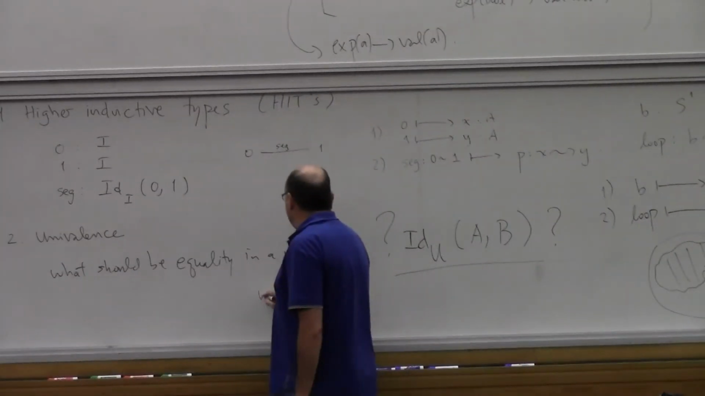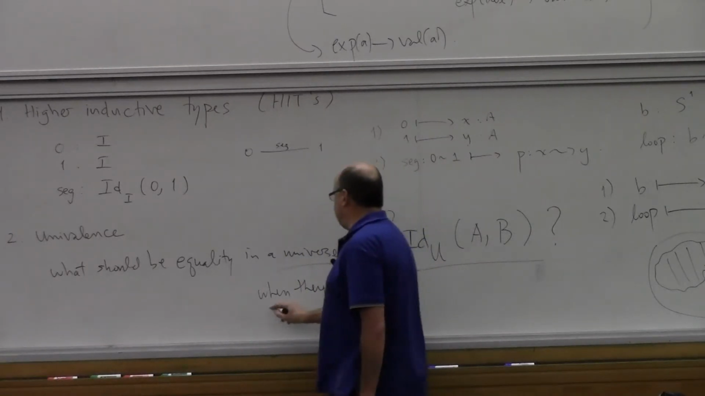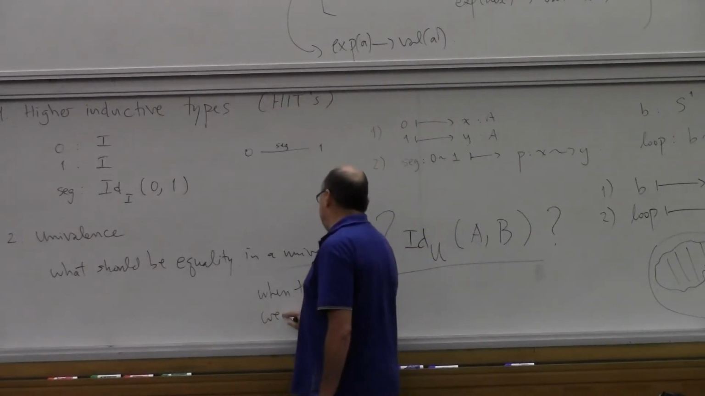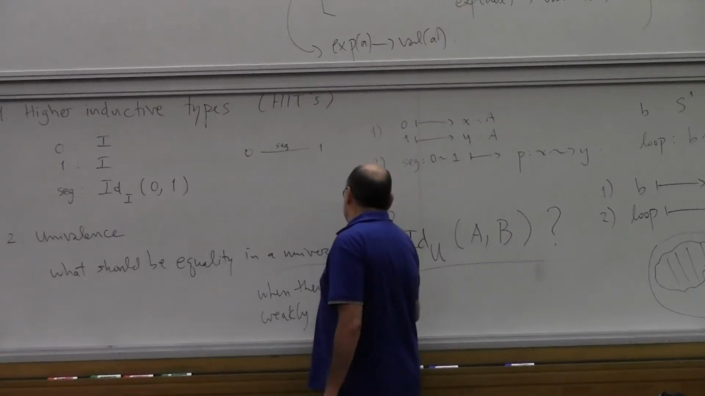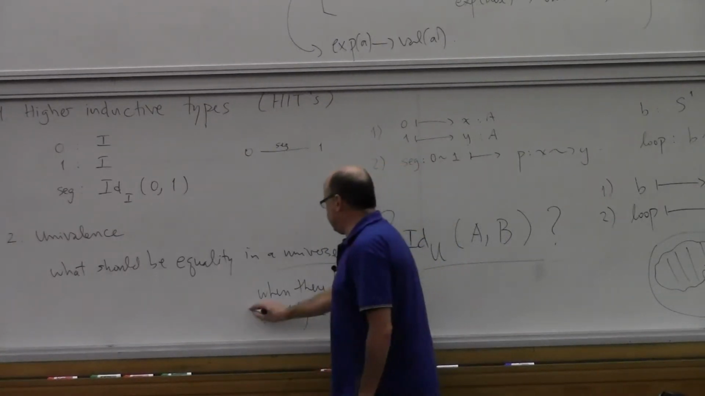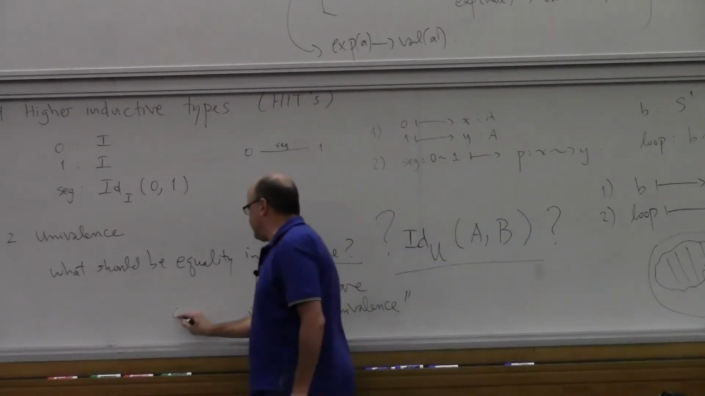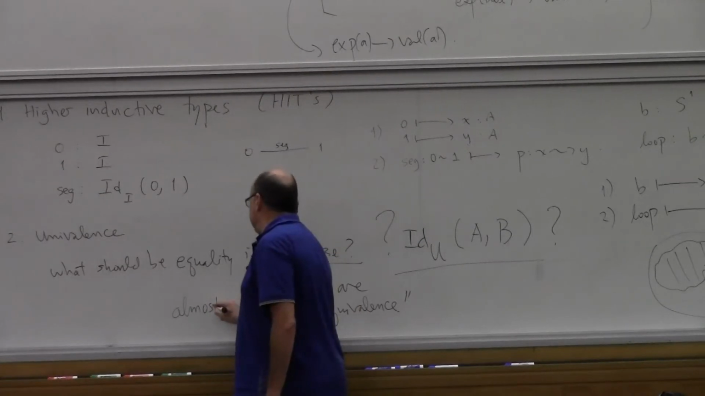The principle, though, is this. We can say when they're isomorphic. That is not quite true. It's when they are weakly equivalent, actually. And there's something more to it than that, too, besides saying when they're weakly equivalent. But let's pretend that that's what it says. It's almost true. Univalence is almost this.